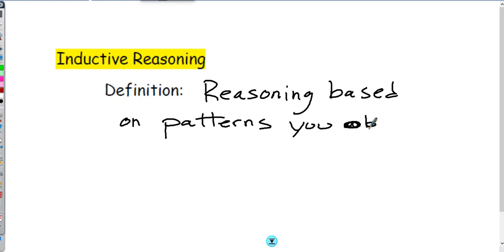It'd be the patterns, actually. Yeah. That's not what it is. Reasoning based on patterns you observe.